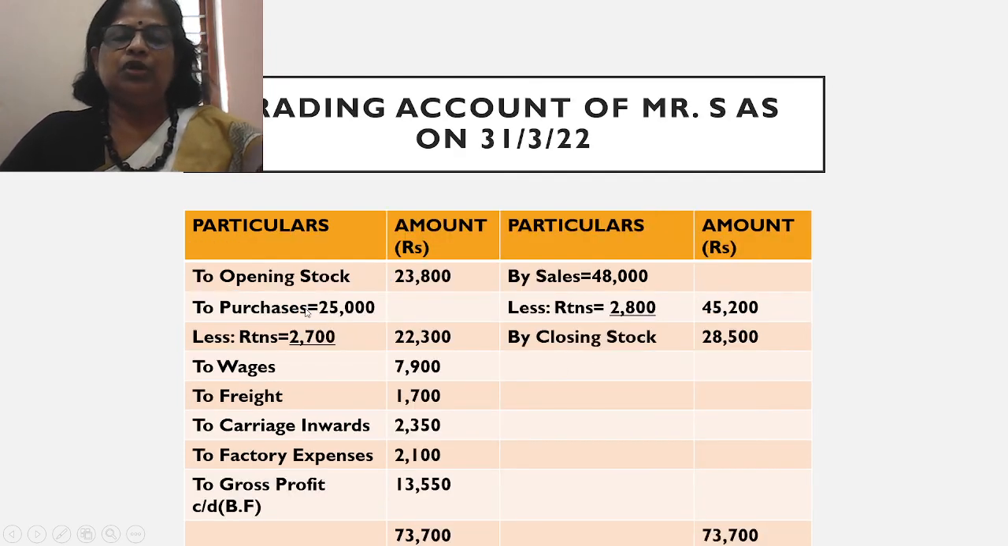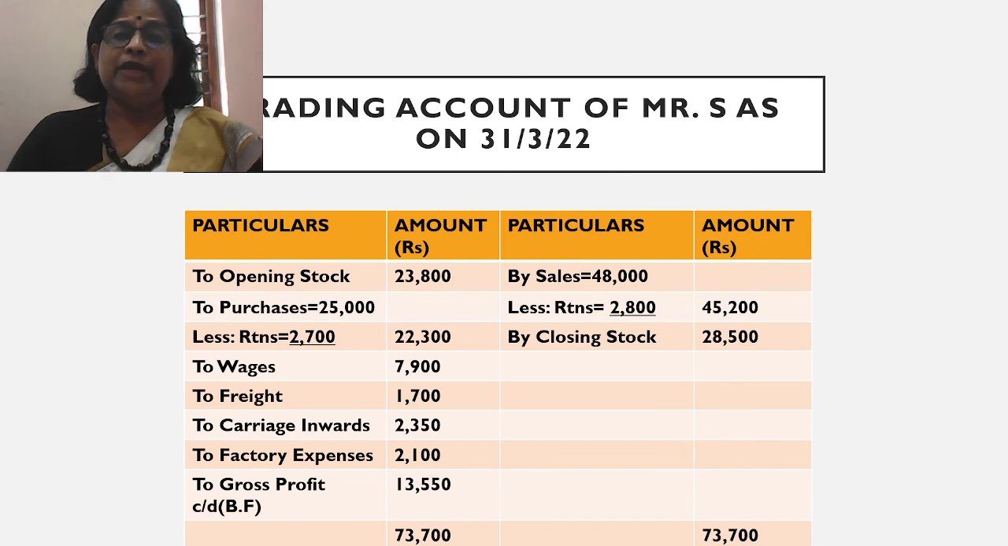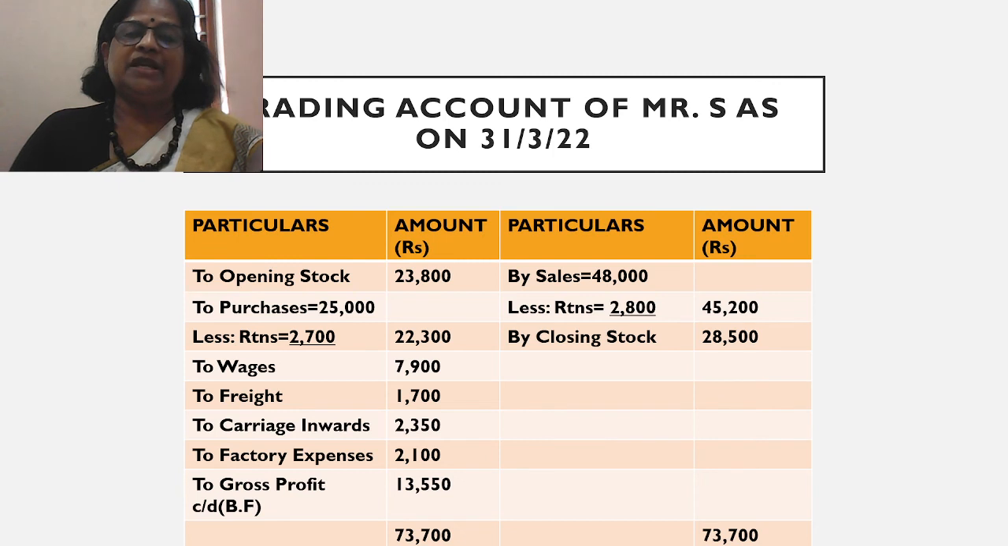Very simple. You have to write the format, trading account of Mr. S. One name you can give, as on 31/3/22. So here on the debit side all the words will start with "to", and on the credit side all will start with "by". So to opening stock 23,800, to purchases 25,000 less returns 2,700, you will get 23,300. To wages 7,900. To freight 1,700. To carriage inwards 2,350. To factory expenses 2,100.